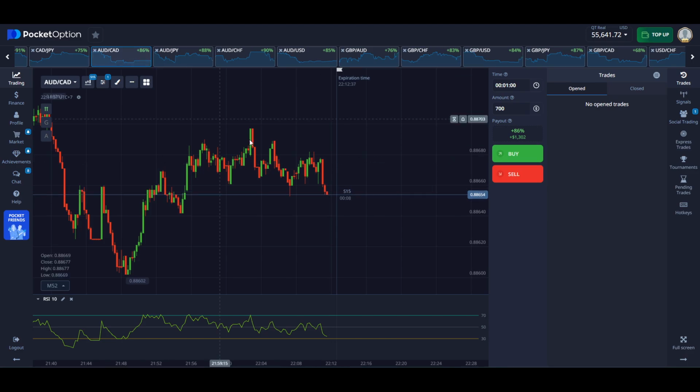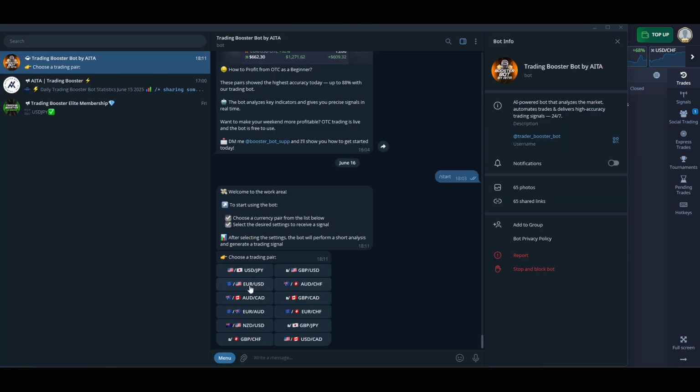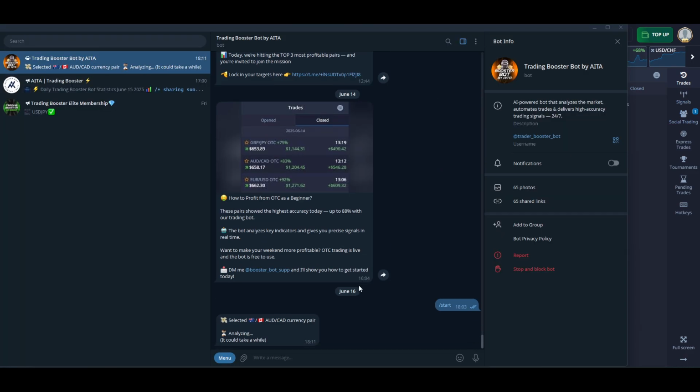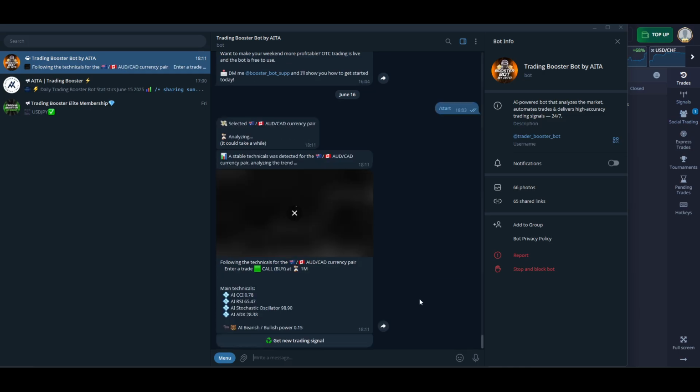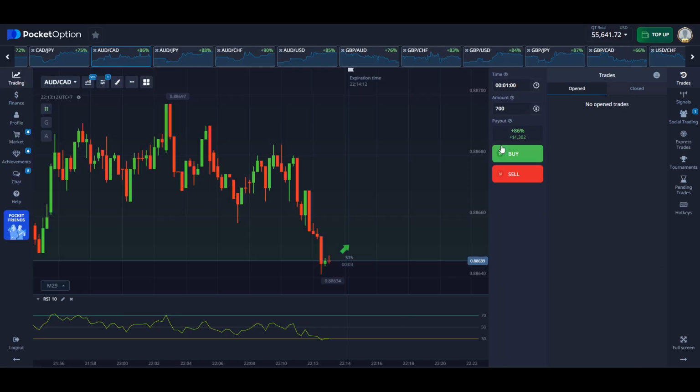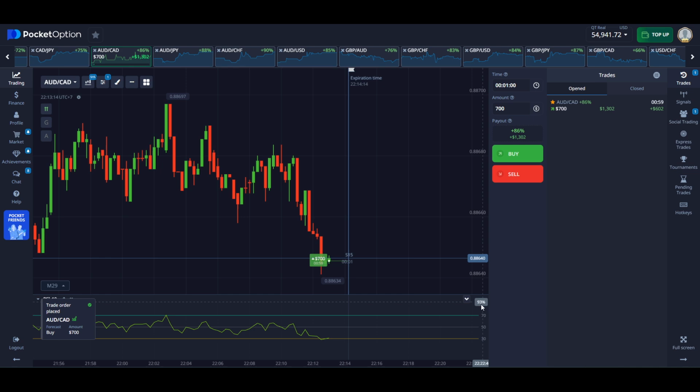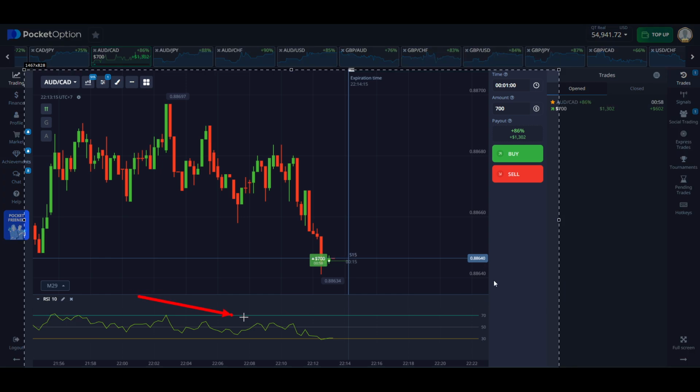Here's another example, Australian dollar to Canadian dollar. I get a signal for this currency pair. I choose 1 minute as the trade duration. I get a buy signal and open a buy trade right from here. That's because the RSI indicator value is currently within the working range.